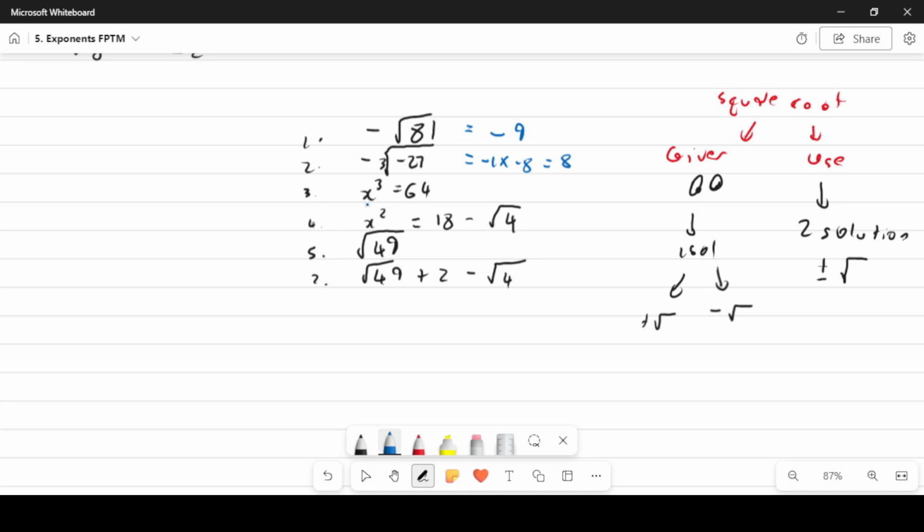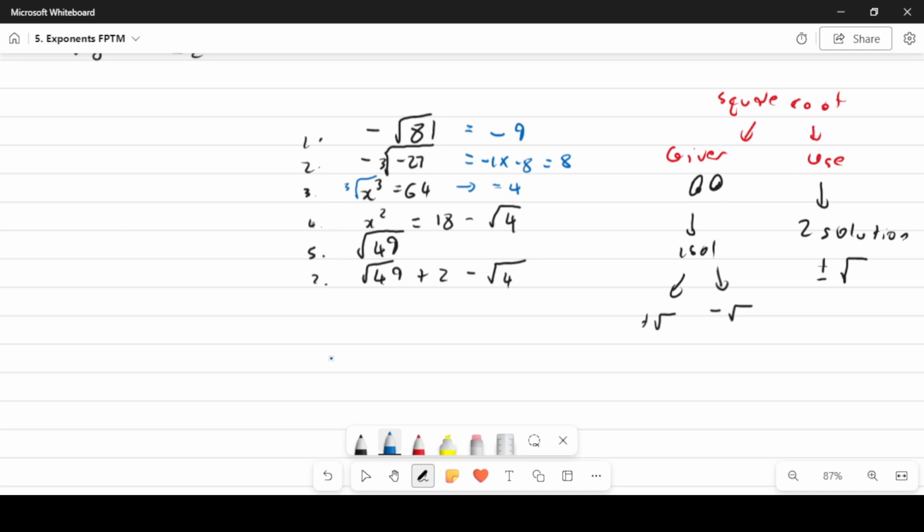If we look at this example here, very straightforward. I have to take the cube root of both sides, so cube root here and the cube root here. Then I'm going to ask myself, the product of what three numbers will give me 64? And it can only be 4, not -4. So it can only be 4 and not -4.